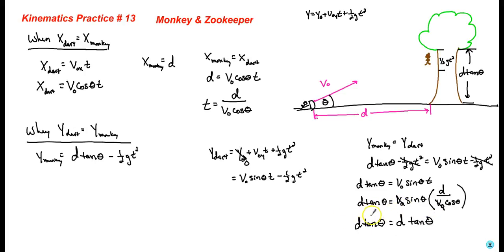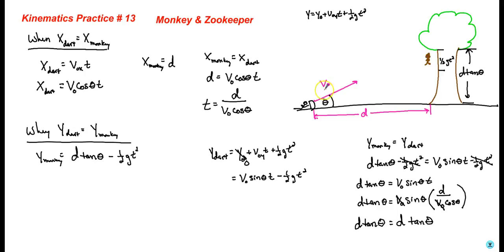So it is possible, it does happen, physics shows that when you aim directly at the monkey and you let go at the same time that the monkey lets go, they will be at the same x position, the same y position, and at the same time. So the answer then is, don't aim above the monkey, don't aim below the monkey, aim directly at the monkey, and you'll hit him. Okay?